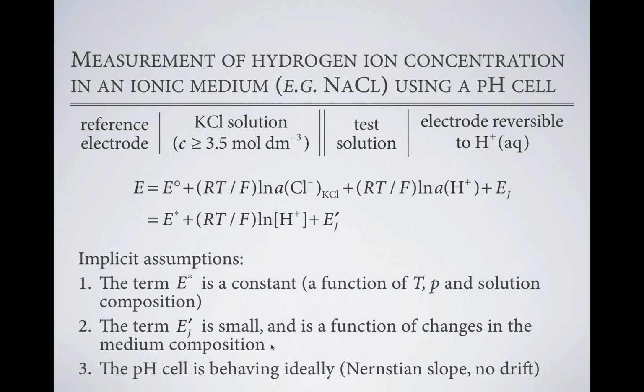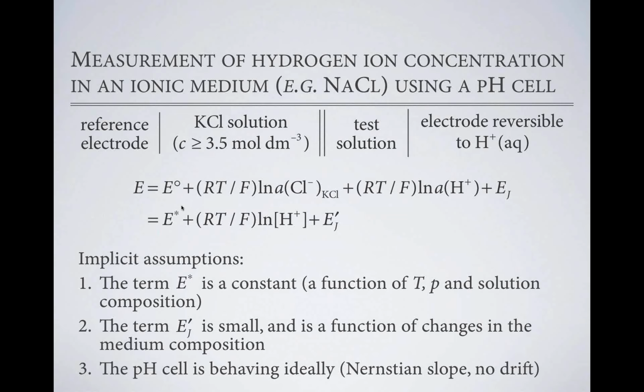Also, this expression assumes that your pH cell is behaving ideally. That is, it has a Nernstian slope, that is this RT over F term here, which forms from basic thermodynamics for electrochemical cells, and no drift. That is, the idea that this term here is a constant that does not change with time, so we can measure it at one point and use that value at another time. That's not so realistic. These electrode calibrations, when you look with a kind of microscope, do change with time.